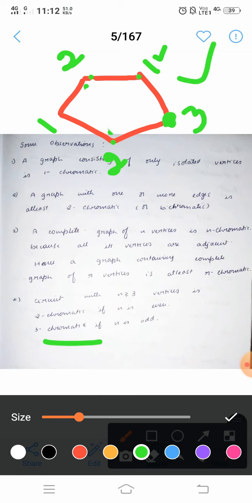If I take the circuit with 7 vertices, even then I need a minimum of 3 colors to paint that graph. If you take any circuit with an odd number of vertices, you need only 3 colors, a minimum of 3 colors, to paint that graph. So any circuit with an odd number of vertices is 3 chromatic.